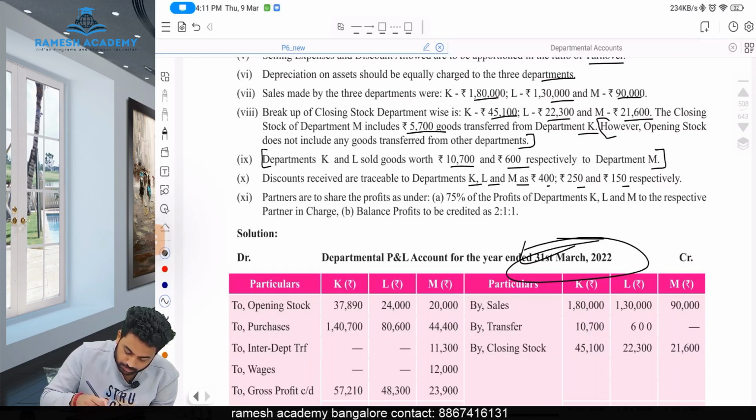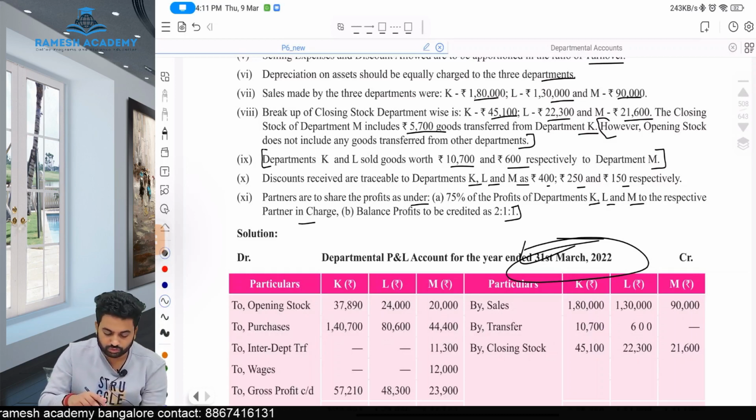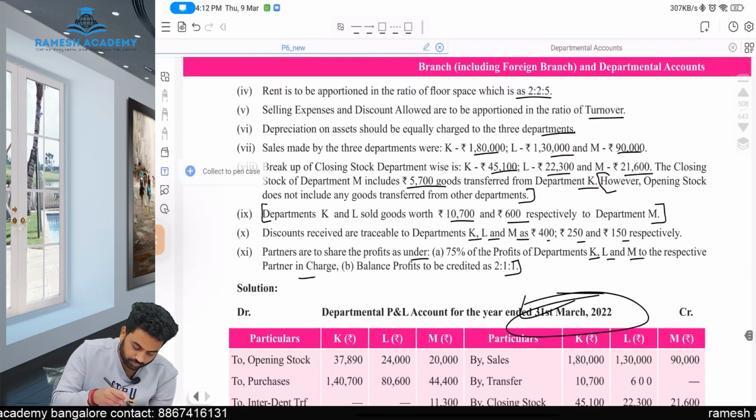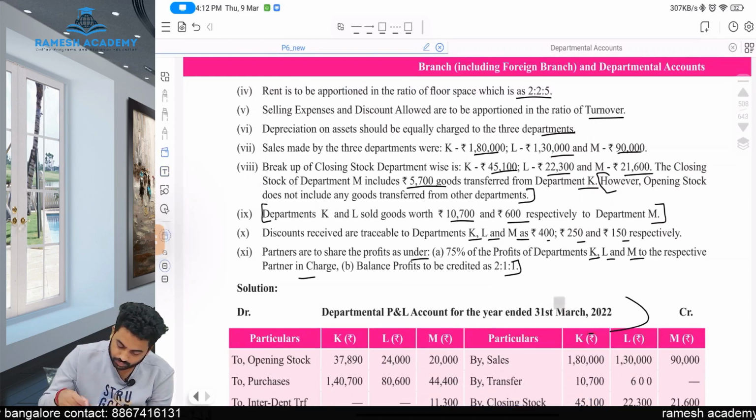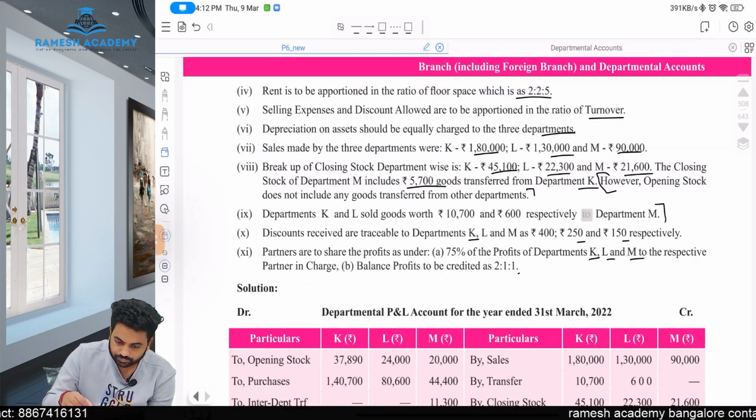Partners are to share profit as under: 75% of the profit of Department K, L and M to the respective partner in charge. Balance profit is to be credited in the ratio of 2:1:1. Kindly go through the question, guys. We will start.